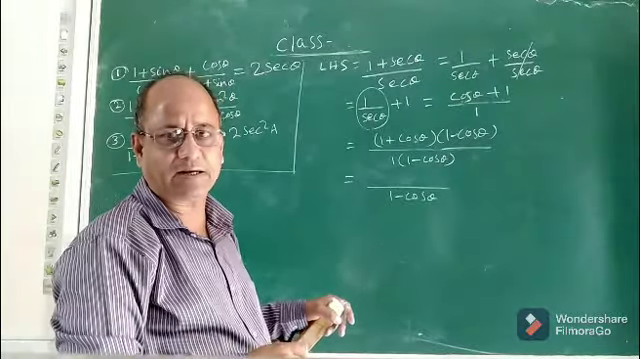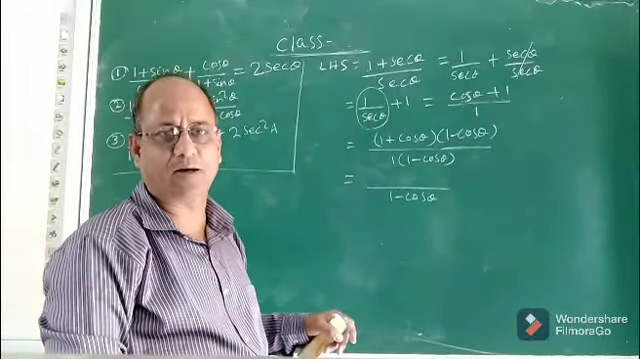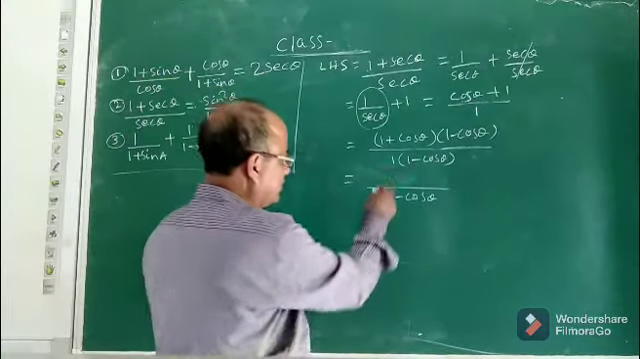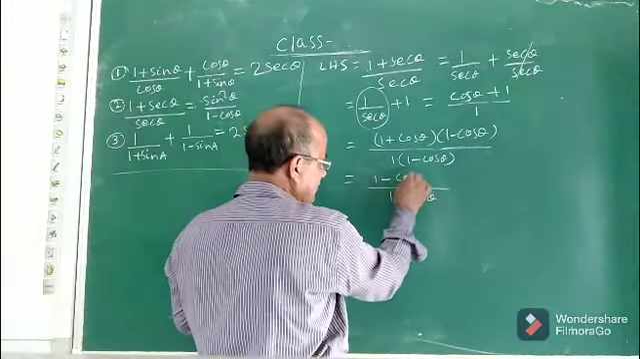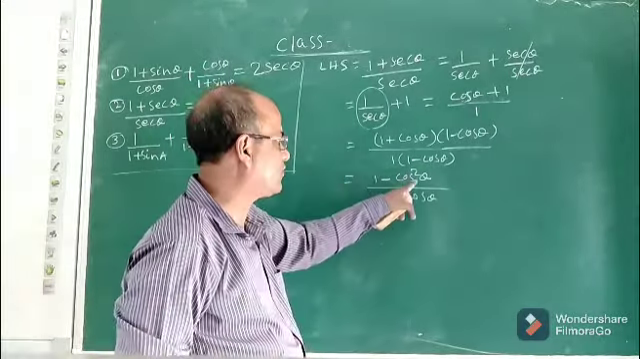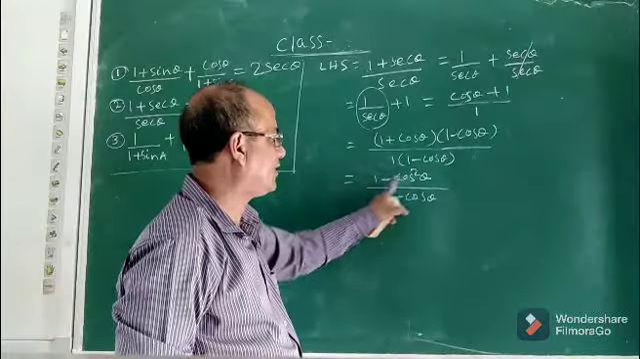Go back to the algebraic identity. A plus b, a minus b is how much? If you multiply, it will be a square minus b square. Okay. So this will be 1 minus cos square theta. 1 square is 1, cos theta square is cos square theta. Now see, 1 minus cos square theta.